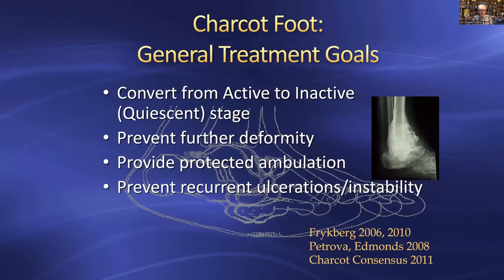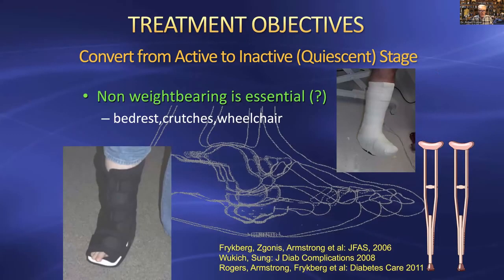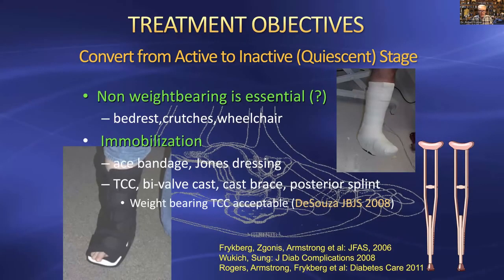So the general treatment goals: convert from active to inactive or the quiescent stage generally by offloading. Prevent further deformity. That is really our goal here. Provide protected ambulation once we feel it's safe to have them ambulate, and prevent recurrent ulcerations and instability. Those generally are goals of treatment. I think not many of us can argue with this. So our objectives: convert from active to inactive or quiescent stage.